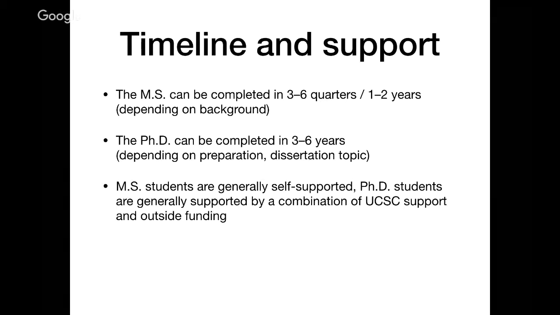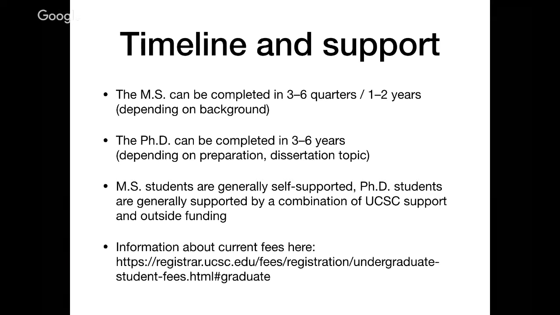MS students are done faster and generally are self-supported. PhD students are around longer and are generally supported by a combination of UCSC support, including things like TA-ships and outside funding like fellowships and research projects and so on. There's information about the current fees here, and given state budgets and so on, those things change over time. So it's probably better for you to look it up than for me to put something in these slides if this is going to remain useful for people in the future.